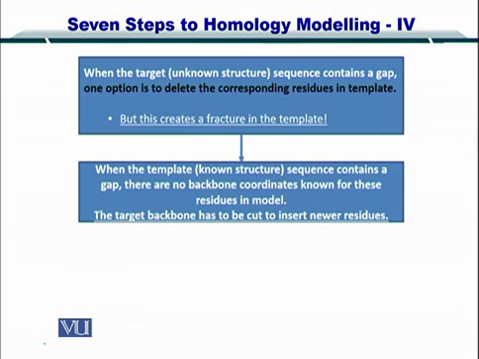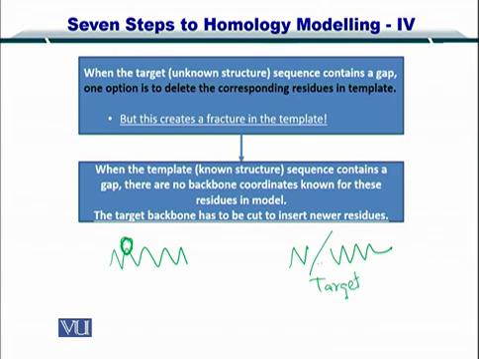So when the template or the known structure contains a gap, there are no backbone coordinates. This will mean that if you delete the second amino acid from the example that I just gave you, you will obviously have no coordinates for that from the PDB. So for that, this will create a problem, and to overcome, the target backbone has to be cut to insert newer residues. So if your template has an amino acid that is not there in your target, so you have to cut the target and insert new residues. So how do you insert the new residues here? Which residues are to be inserted?